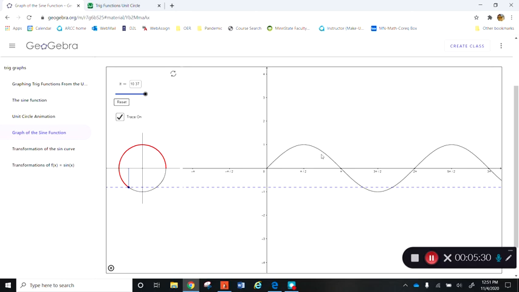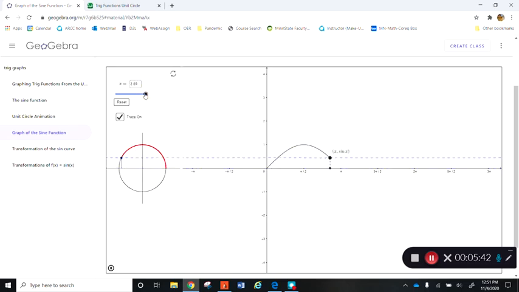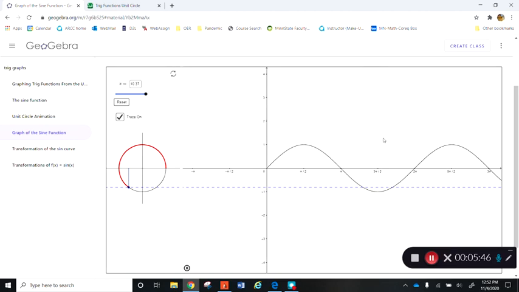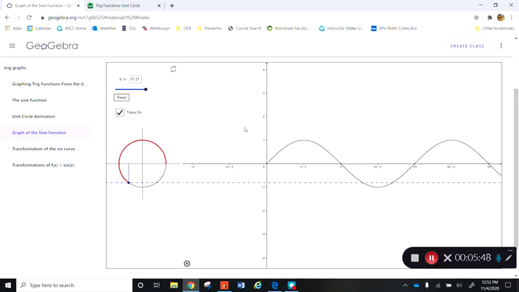We're plotting a point on the graph over here at a height y coordinate corresponding to the y coordinate on the unit circle. So let's go back and reset that and do that again. Let's watch that again. There we go. So our angle is increasing here. Our angle increases as x increases, and then we're plotting the y coordinates. And this produces the graph.